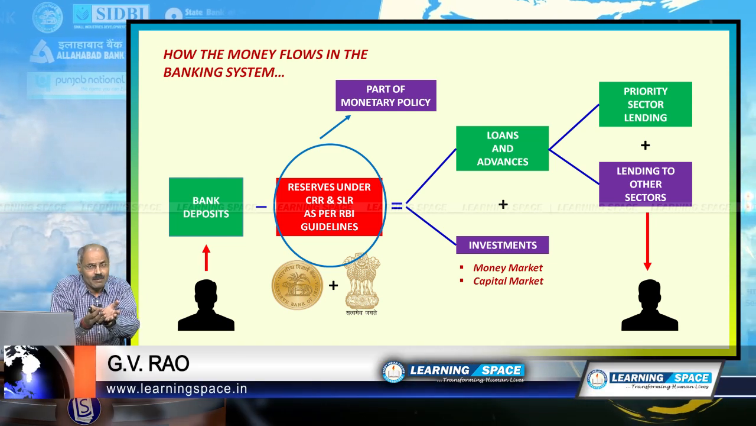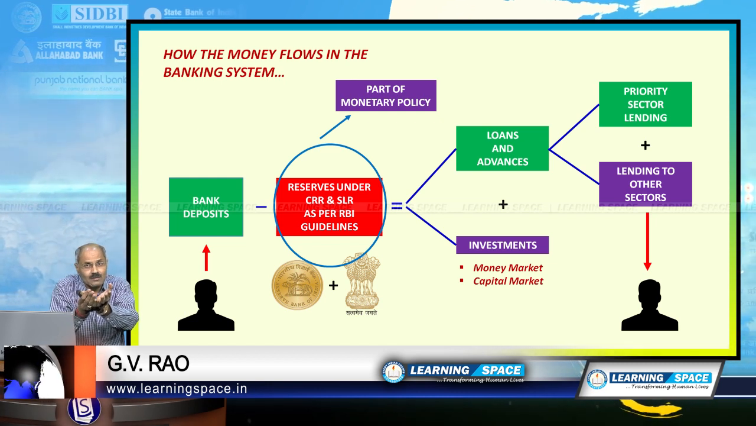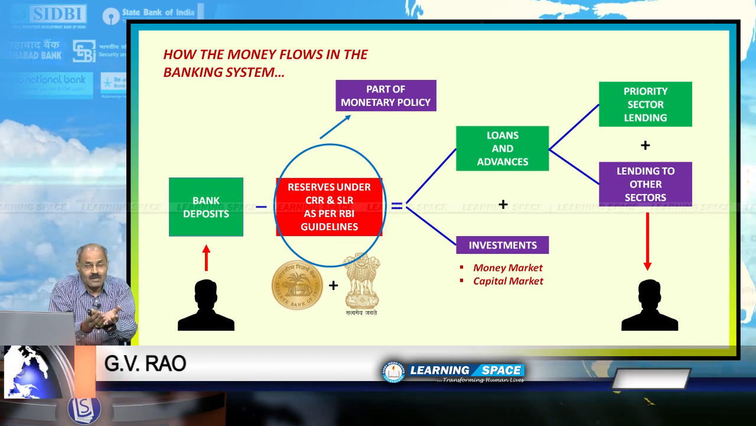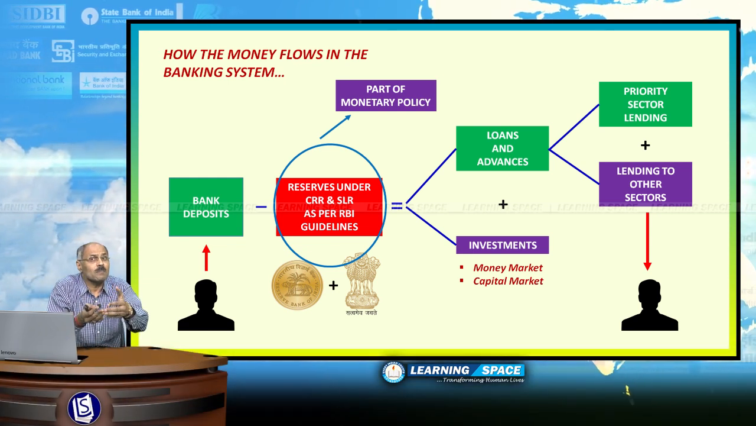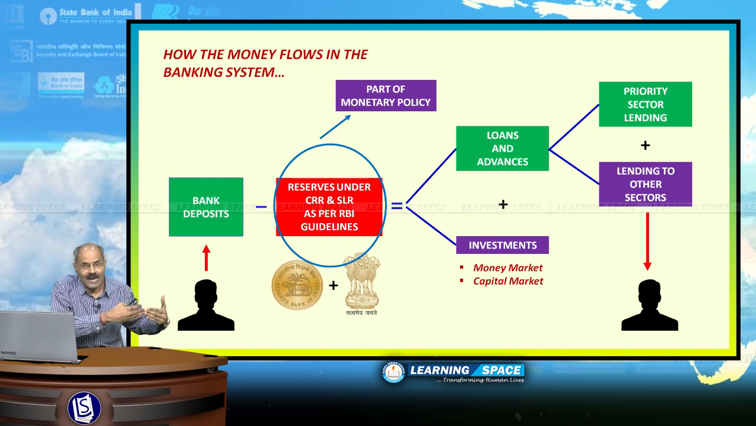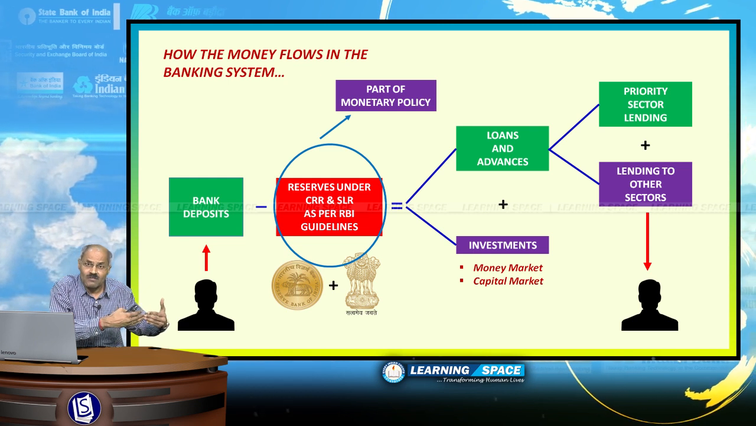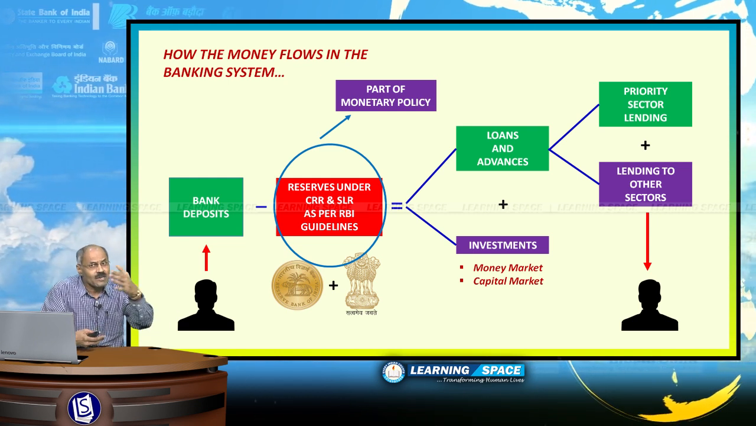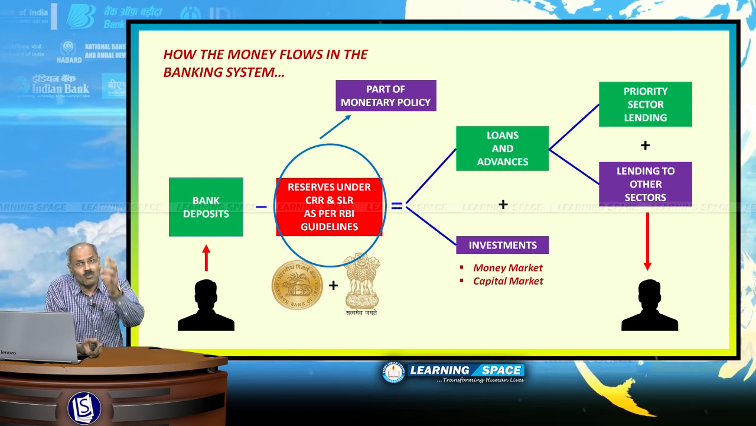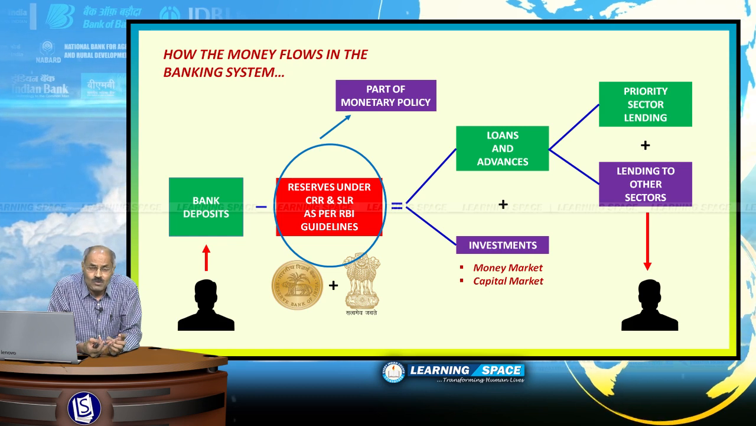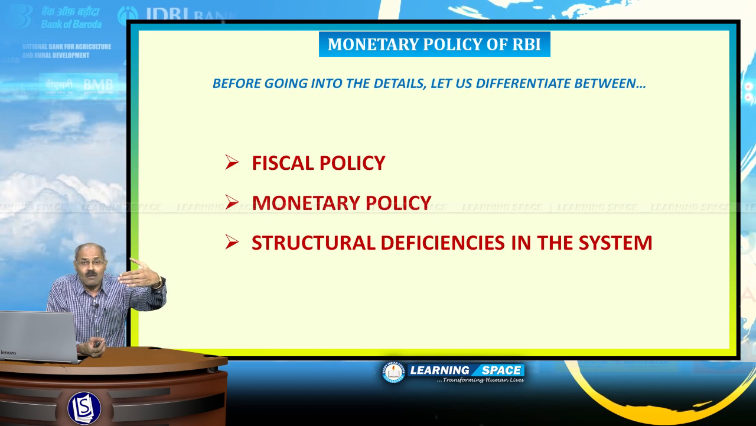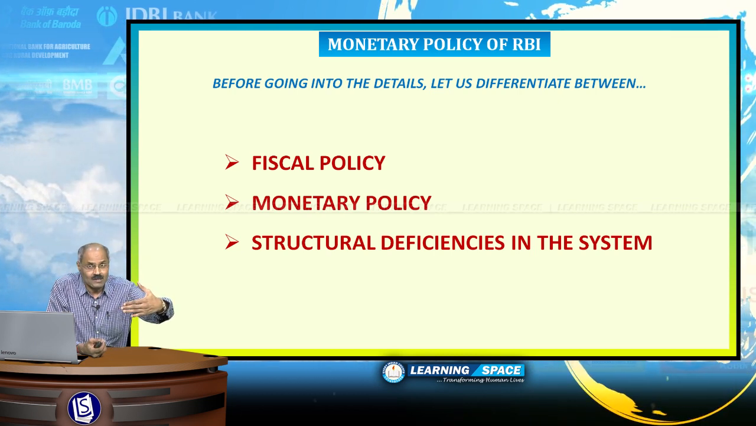And all of you are well aware about CRR, SLR, repo rate, reverse repo rate. These are part of monetary policy. That means banks are required to keep certain money aside in bonds form or gold form or cash form. That is a part of monetary policy, and we are going to discuss in this class what is meant by monetary policy. And before going into monetary policy, all of you should have clear idea about what is the fiscal policy, what is the monetary policy, what is the structural deficiencies in the system.